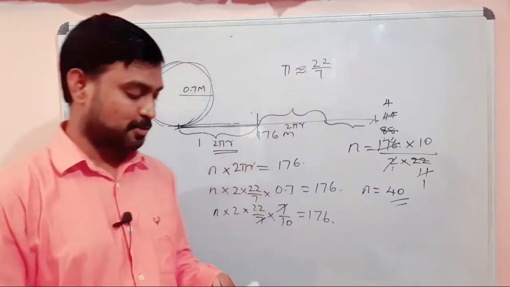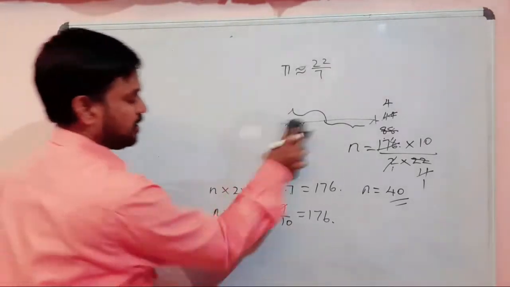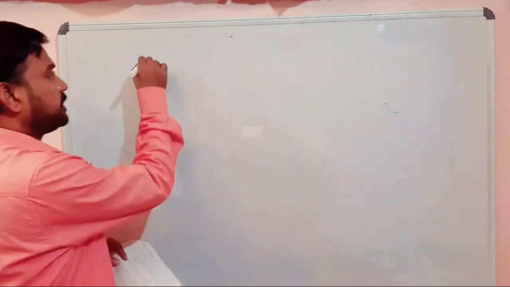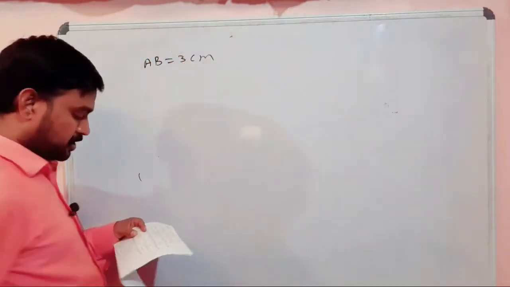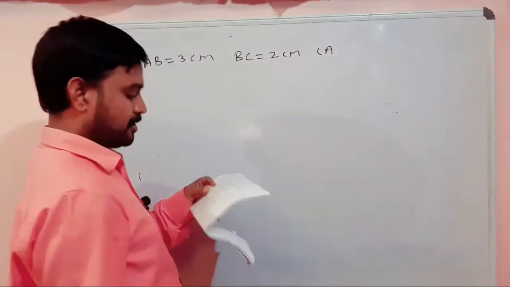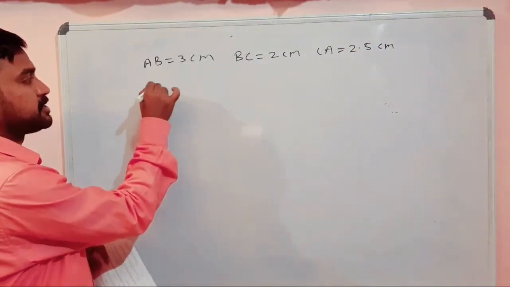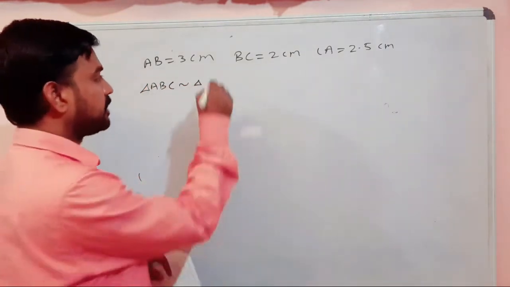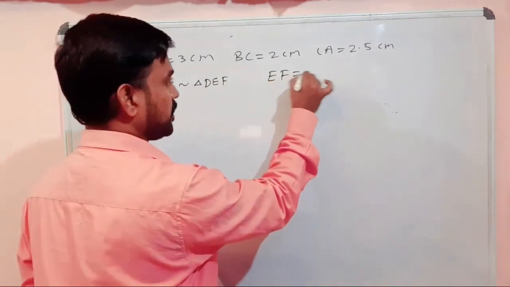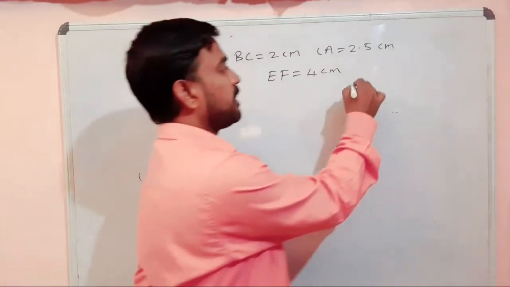Now we can go to the next question. Question number, what is the question number? Yes, question number 16. Yes, we can read the question number 16. Triangle ABC is such that AB is equal to 3 centimeter, BC is equal to 2 centimeter, and CA is equal to 2.5 centimeter. And another triangle is there which is similar to this triangle ABC. Triangle ABC is similar to the second triangle DEF. And it is also given the measurement EF is equal to 4 centimeter. Then the question is to find the perimeter of triangle DEF.